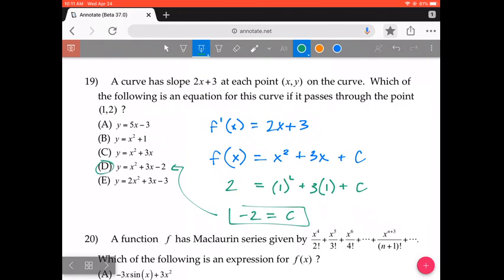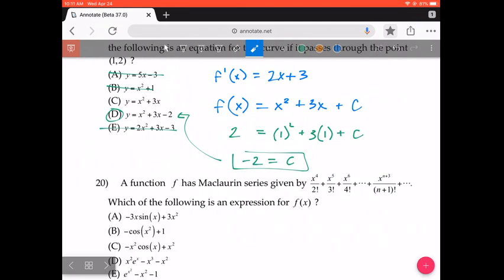Now this is one of those questions that if you didn't know what to do from this point, don't guess A, B, or E, because you know that the antiderivative of 2x plus 3 at the very least is going to be x squared plus 3x. So it's between C and D. If you don't know how to solve for the initial condition, you're at least not guessing A, B, or E. You know it's between C or D. And once you solve the initial condition, you get that c is equal to -2.